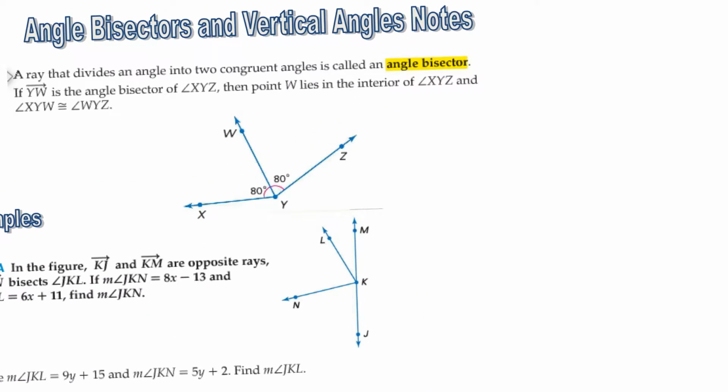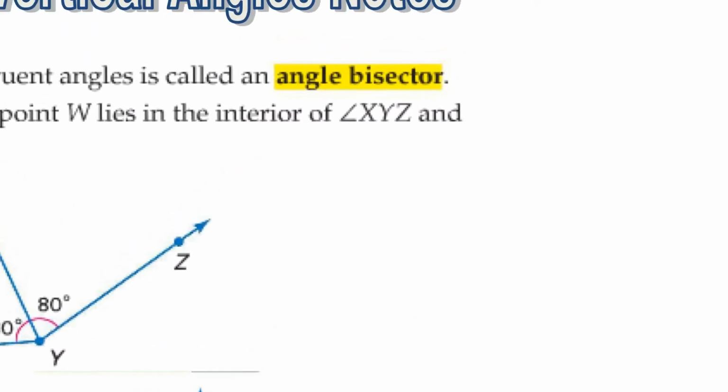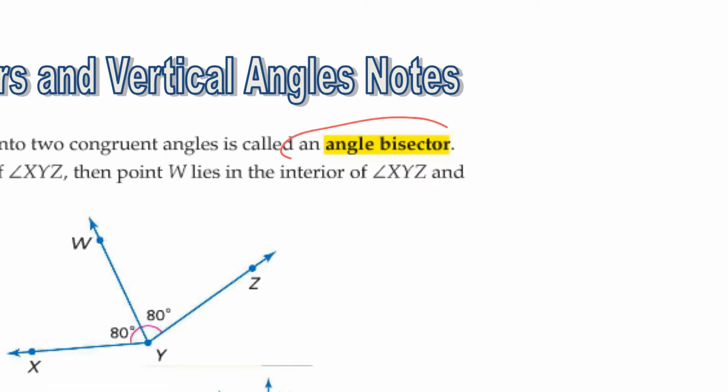So we're going to talk about two things today. We're going to talk about angle bisectors, and we're going to talk about vertical angles. So, all right, angle bisectors.